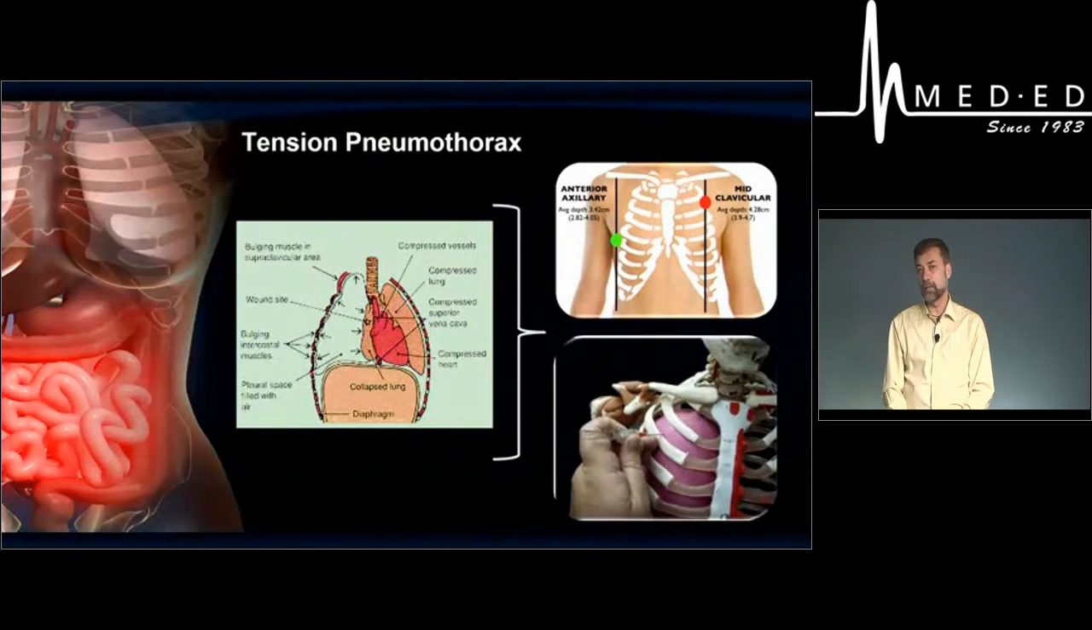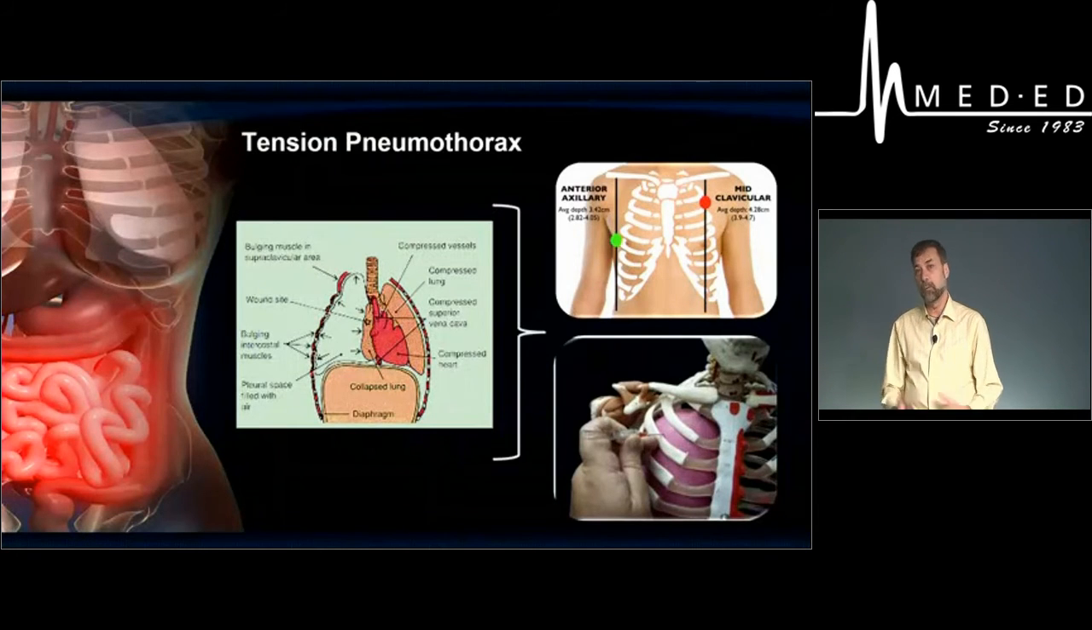Use a large bore needle, like a 14 or 16 on an adult, or an 18 or 20 on a child, and you're just going to want to jab it straight into the second intercostal space in the middle of the clavicle. If there is a tension pneumothorax, there should be a rush of air and the patient's condition should improve. Now there is the mammary artery that runs fairly close to that site, and there is a rare but potential chance that you could injure that artery and lead to blood loss.